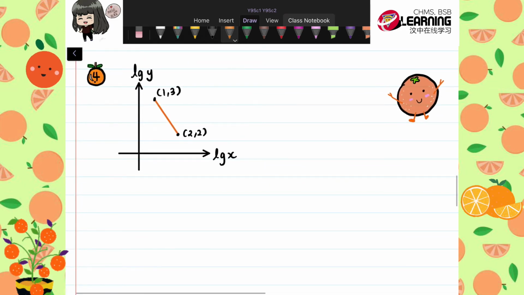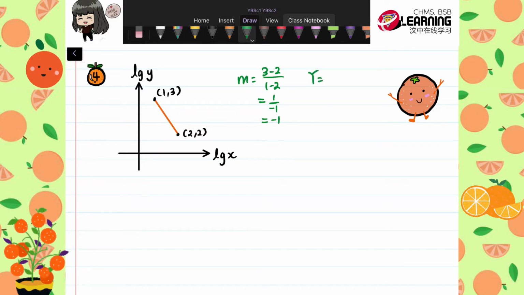Question 4. Log. Okay, step 1 again: find the gradient. So it's negative 1. And for my c, I sub here. I choose one point, I choose (1, 3). So c is 4.